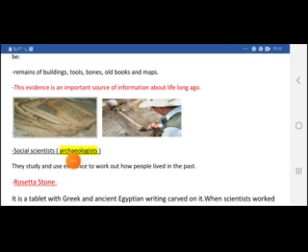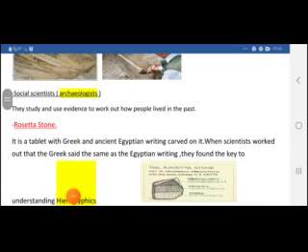Who are archaeologists? That scientist in the picture is an archaeologist. Archaeologists are social scientists who study and use evidence to work out how people lived in the past. And then they describe this and write this in books. They are the history books that we study today.